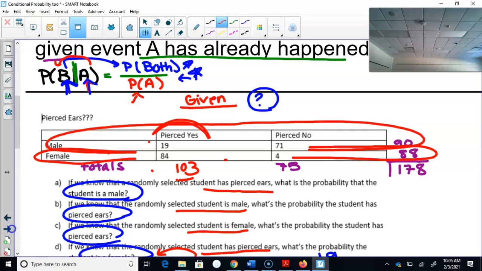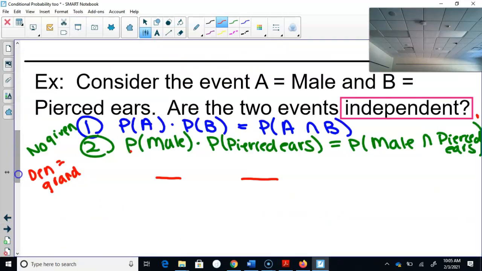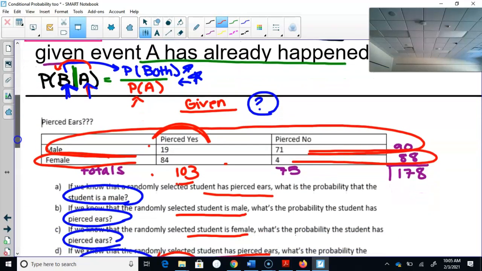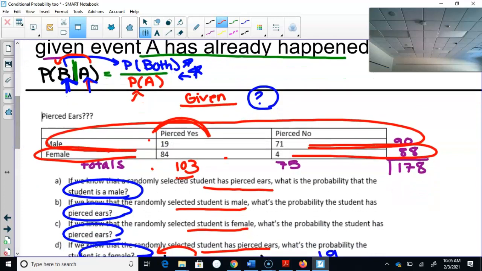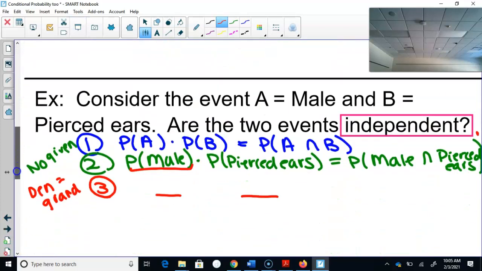Okay, so let's go back. What are we looking at right now? Right now what I want to do is find out the probability that someone identifies as being male. So step 3 is we're actually figuring out these probabilities. The probability that someone identifies as being male. Well, how many males do I have? I have 90 total males out of a grand total, GT, grand total of 178. 90 out of 178.